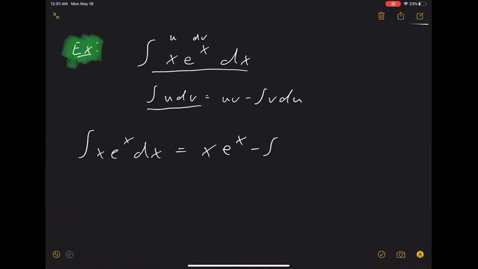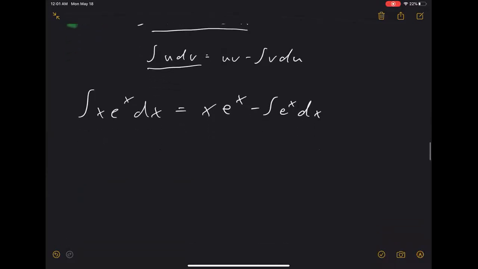Now I subtract the integral of v du. Well, we said e to the x is v. What's du? Well, that would just be the derivative of x, which is just 1. And if I'm multiplying by 1, I can just ignore that. It's the same thing as just having the integral of e to the x. All right, so this is what I have.